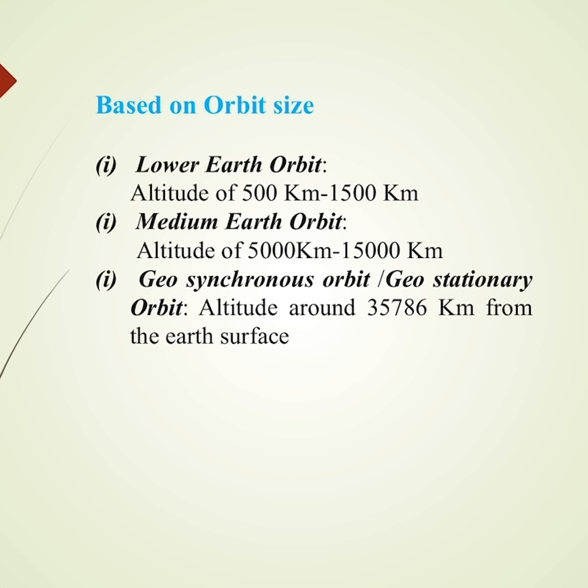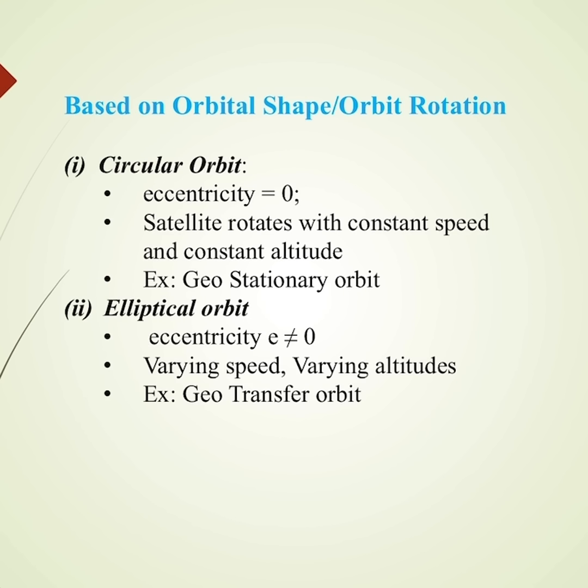Next, classification of satellites based on orbital shape or orbit rotation: circular orbit and elliptical orbit satellites. For circular orbit, eccentricity is 0. The satellite in a circular orbit rotates with constant speed and constant altitude. An example of circular orbit is geostationary orbit. Whereas the satellite in elliptical orbit, whose eccentricity is not equal to 0, rotates with variable speed and varying altitudes. An example of elliptical orbit is geotransfer orbit.